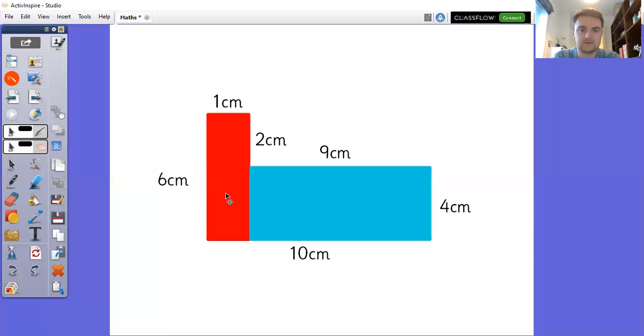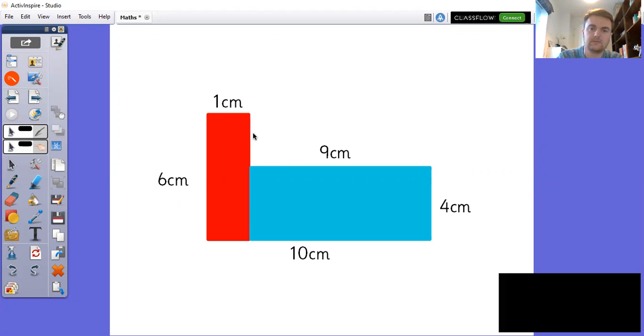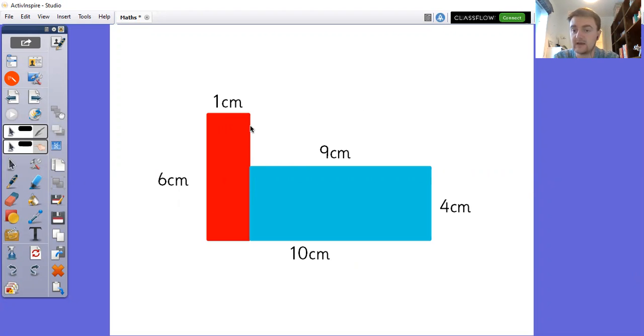Now for my red rectangle, I can see that the height is 6 centimeters and the width is 1 centimeter, which means this 2 centimeters I don't need anymore because that's telling me a part that's not useful for working out the area. For my blue rectangle, 10 centimeters is the width of the whole shape.